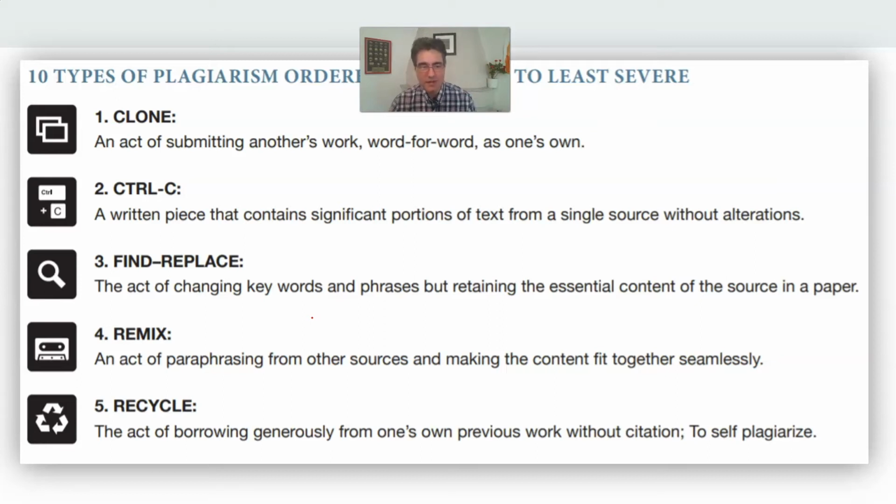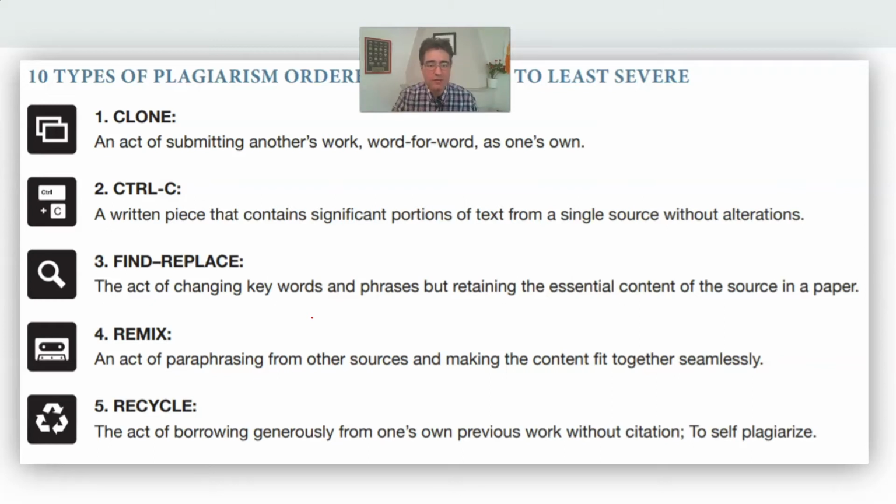There's the remix, what they call, which is the act of paraphrasing and making content fit together seamlessly. So that's basically as if you're sampling from music. And again, I'm speaking to evil intentions here. One thinking that one is clever and simply taking a bit from here, a bit from there, and then putting it into one's paper that one submits and saying it's their own.